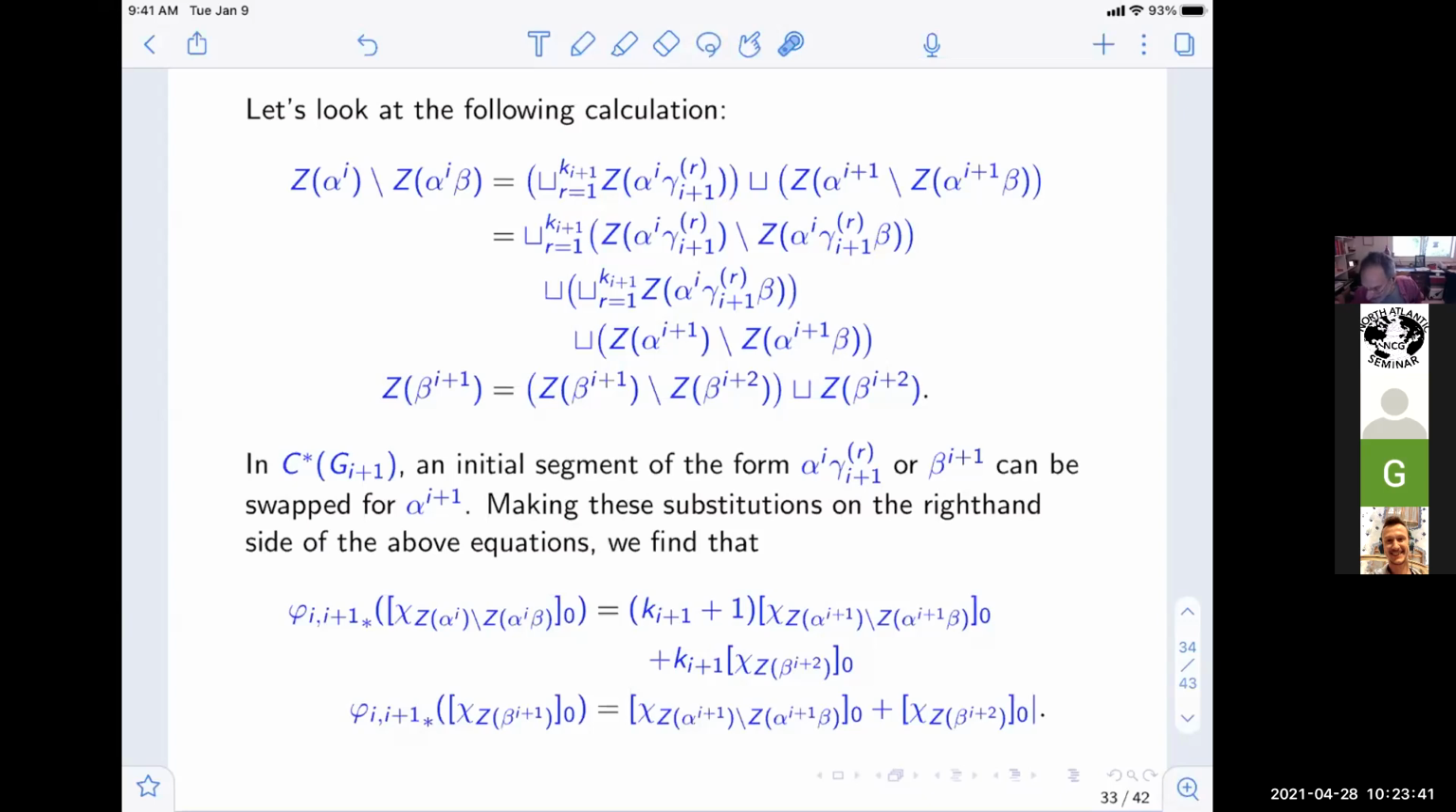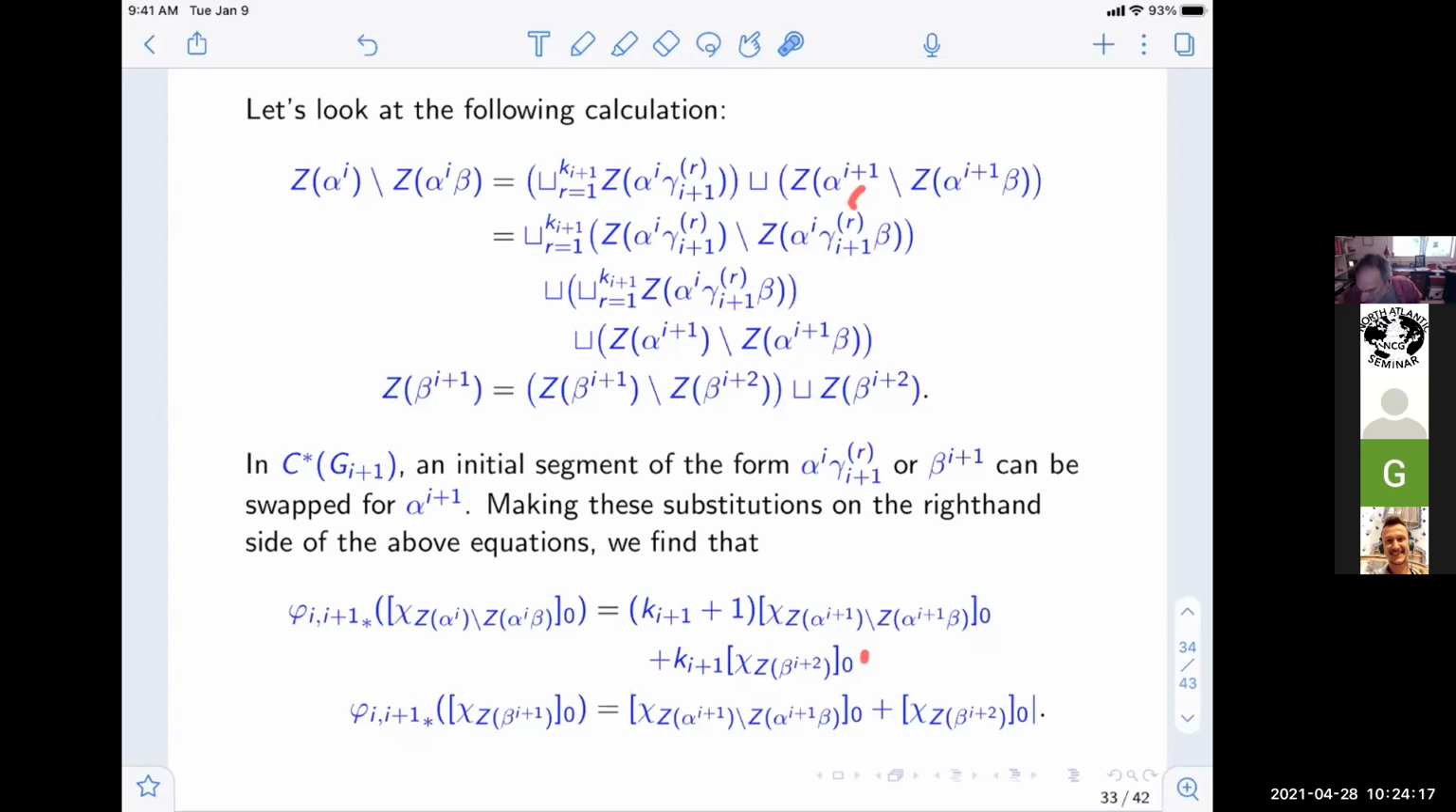And similarly, this other cylinder set is a union of two pieces that look in the same form. So it tells us that if we look at this generator, taking alpha I minus alpha I beta, in the next level, we have Ki plus 1, and then one more of this first kind of cylinder set. And we have, well, here are Ki plus 1 of the second kind.